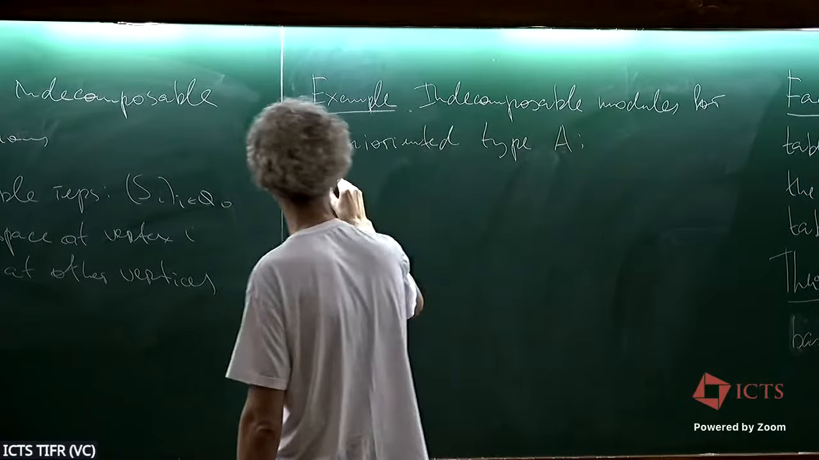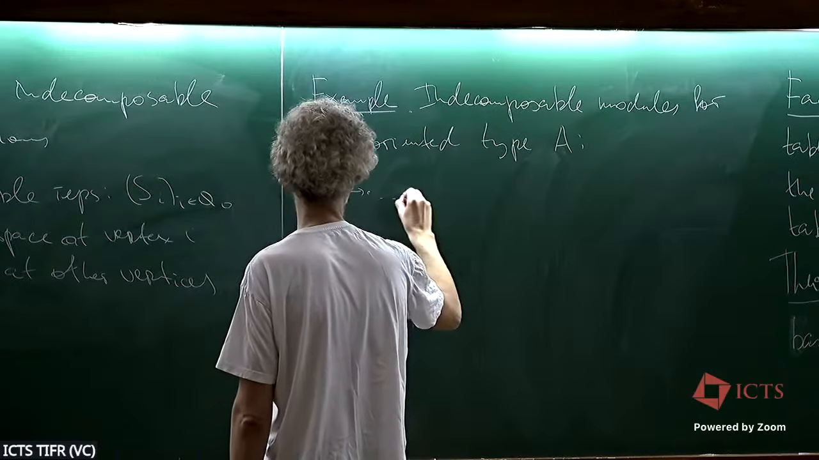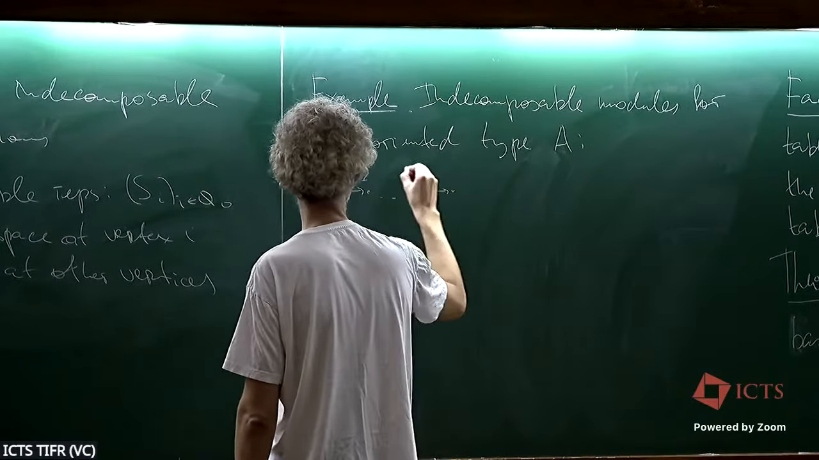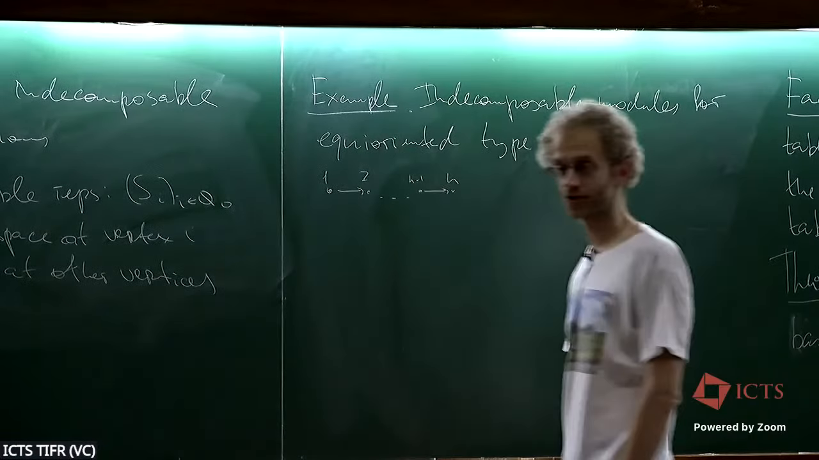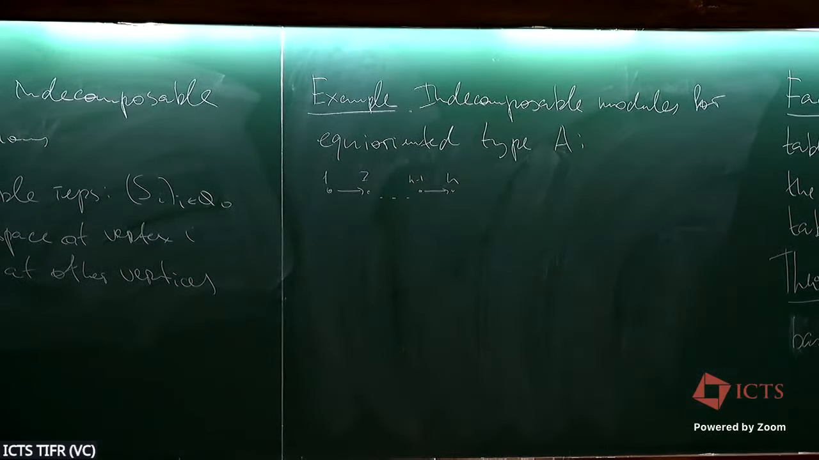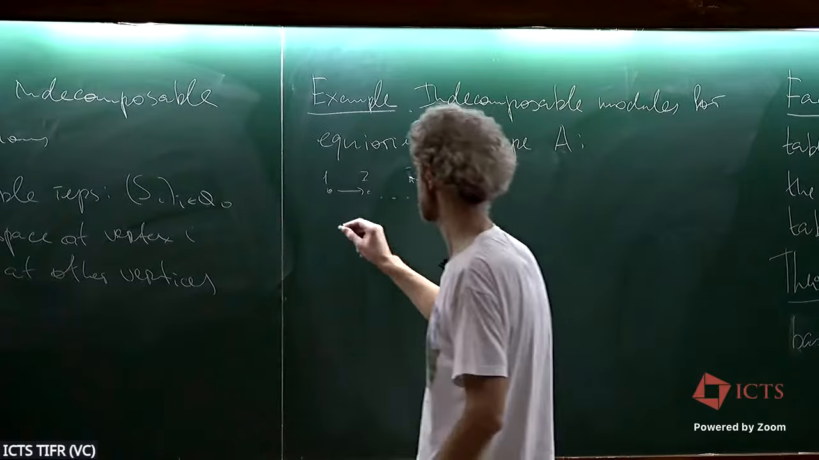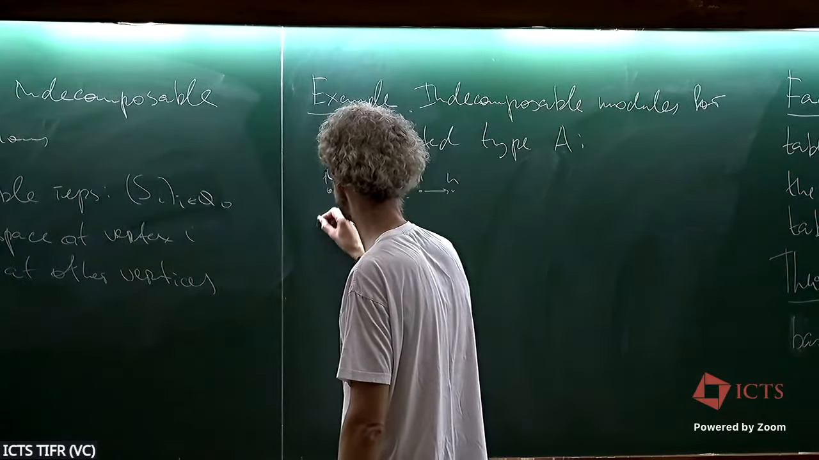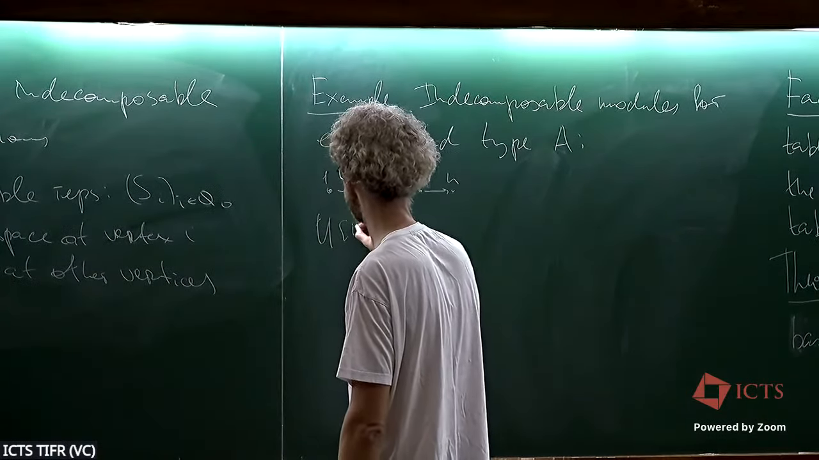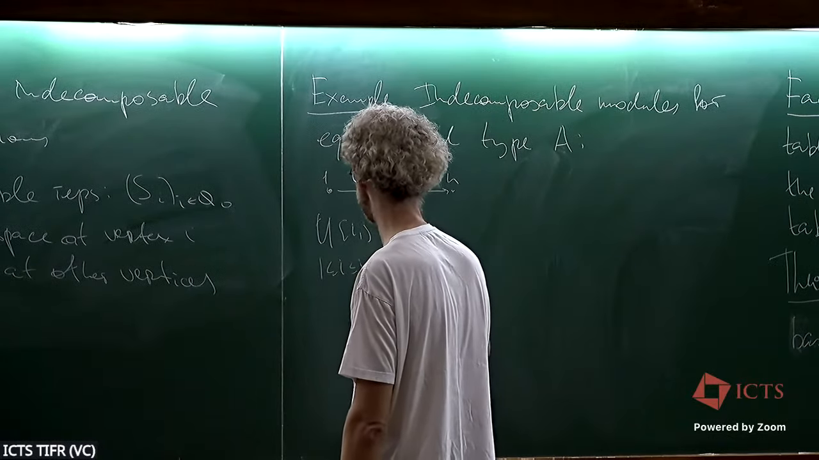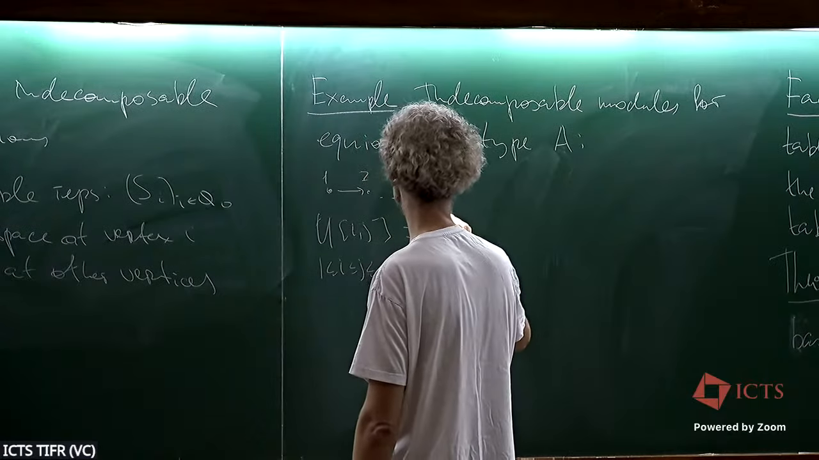So our quiver is just this one. We have vertices 1 to n minus 1, n. So there are n vertices, and each representation, to define it, we have to say what the spaces are. The indecomposables are denoted by U_{I,J}, where I and J are from 1 to n, and they look like the following.